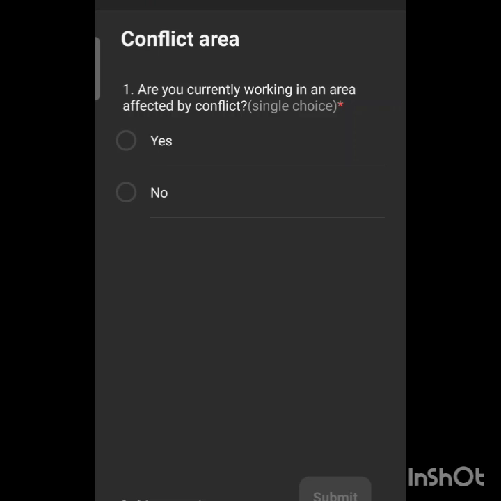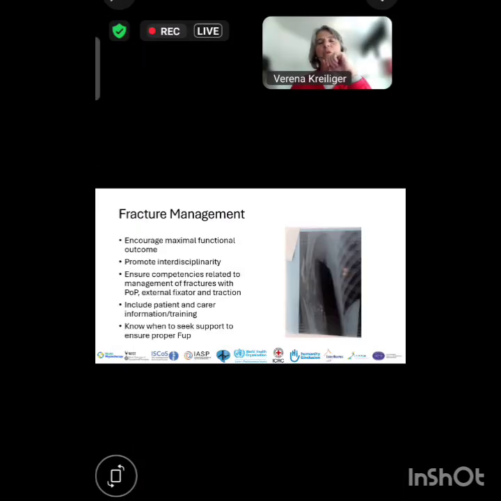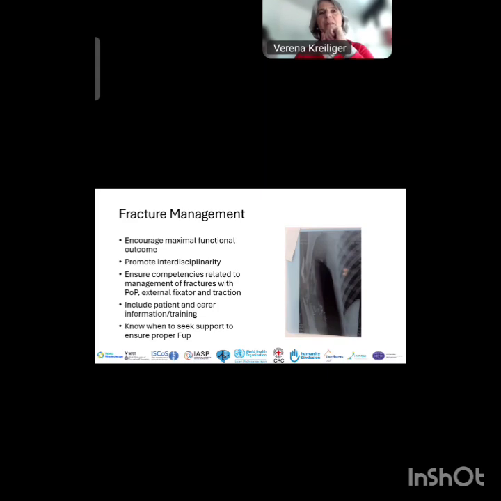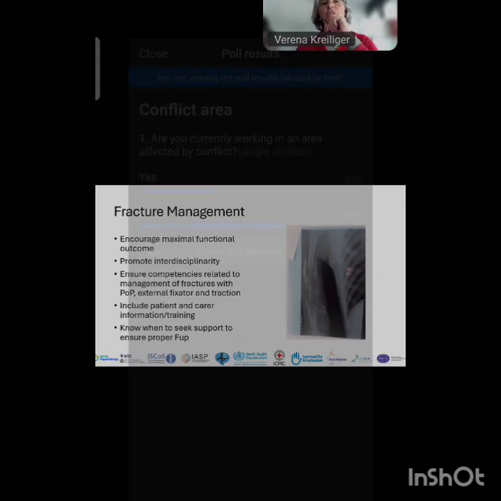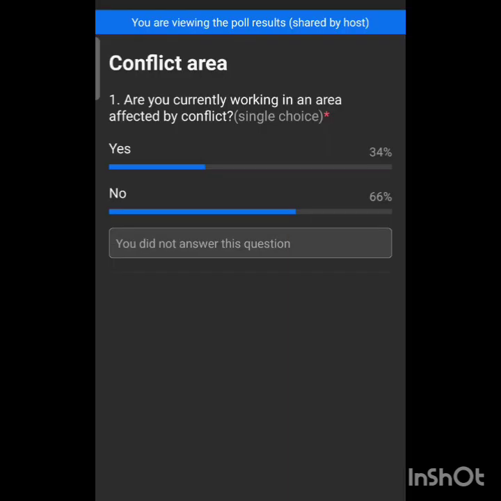As rehabilitation professionals, we also need to ensure that we know when to seek support and when we ask the service user to come for proper follow-up. So the interdisciplinarity is a very important part of the treatment.